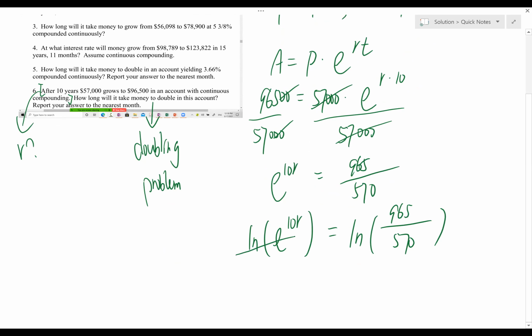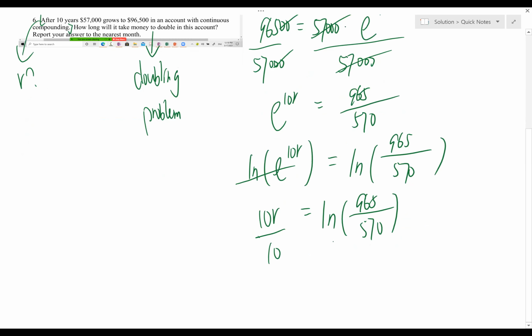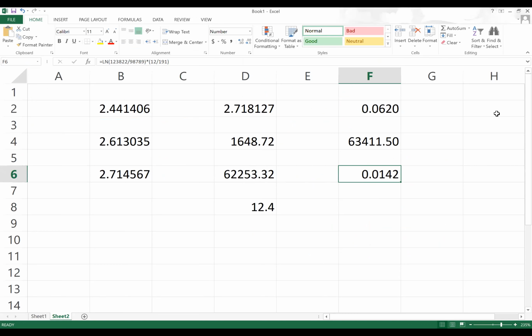Now simplify: ln and e offset each other, 10r goes in the front. 10r equals ln of 965 over 570. The very last thing, we divide both sides of the equation by 10. Drop the 10, and r is equal to this. Here you're going to keep as many decimals as possible, because r is not what we're looking for. We're looking for the doubling time.